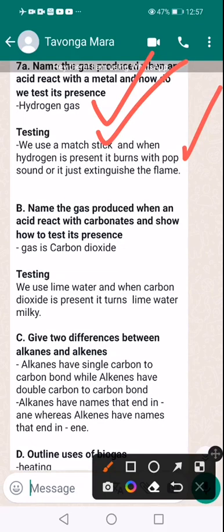But when the amount of hydrogen gas produced is very low, it just extinguishes the flame.